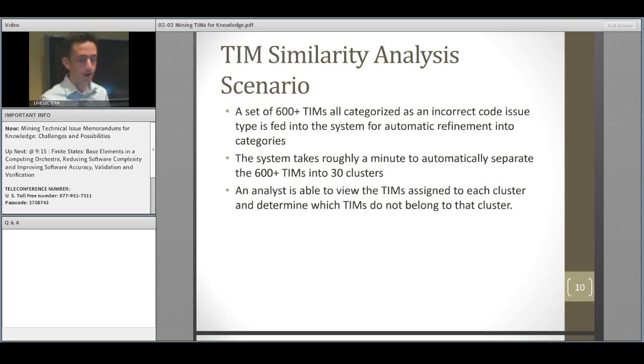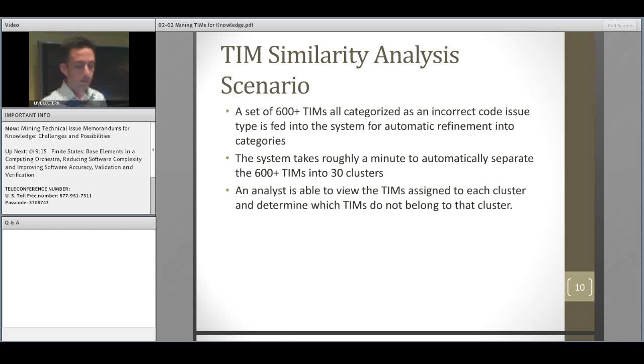So we have a set of, in this case, 600 TIMs. They're all similar in that they were all classified by the analyst as being an incorrect code issue. We feed this set of TIMs into our system, and we want to basically have the system categorize these TIMs for us. We choose the unstructured text field that we want it to categorize on. A couple possibilities would be the subject of the TIM, possibly the recommended action that was proposed for the TIM. The system takes roughly a minute to automatically separate these TIMs into 30 clusters.